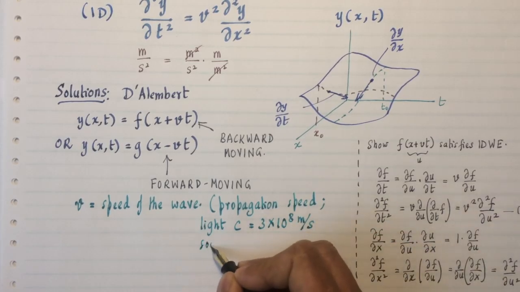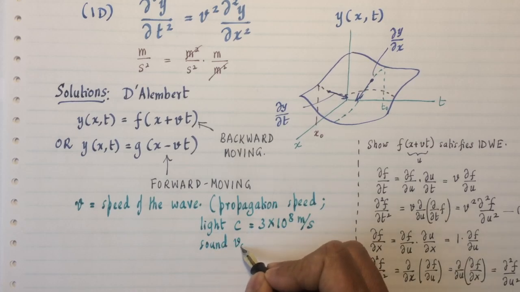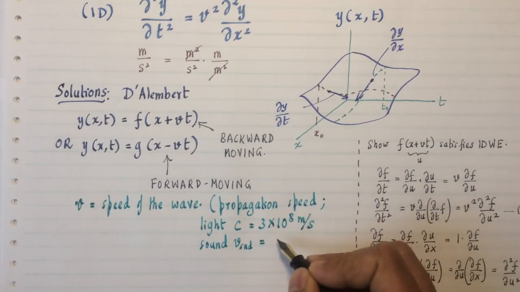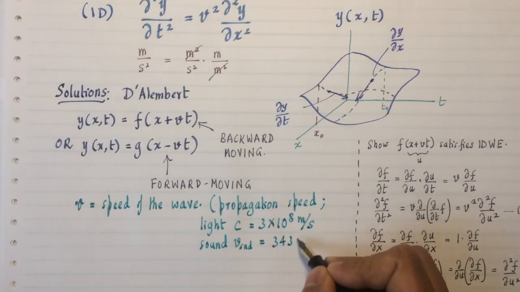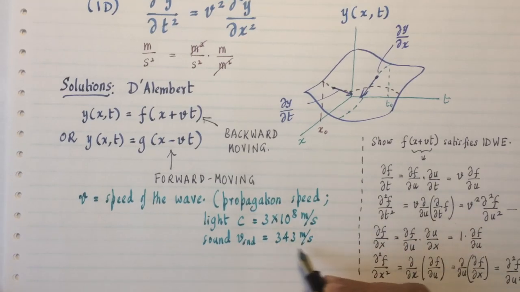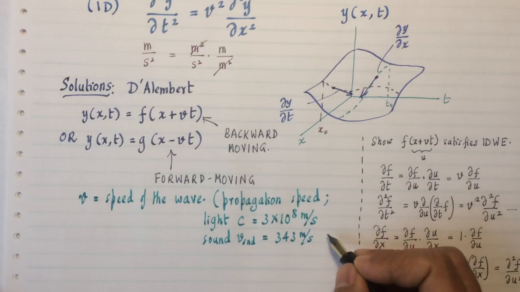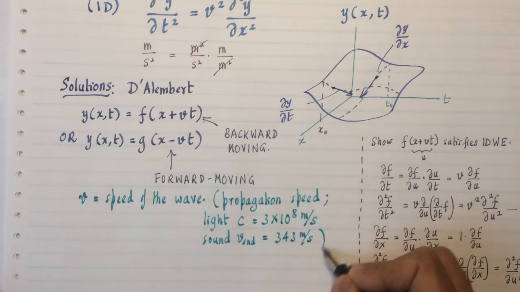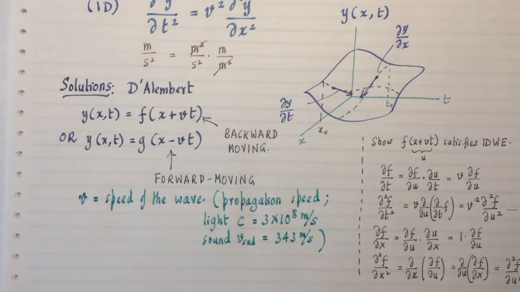Another example, sound in air, which I'll call VSND, is about 343 meters per second. This of course depends on a host of conditions like humidity and temperature and so on, but we just write that. So different waves have different kinds of speed. Light is made up of electromagnetic waves, and sound, which you'll study more in UP2, is made up of just pressure waves, which you'll study later in this week. So that's just called the speed of the wave.